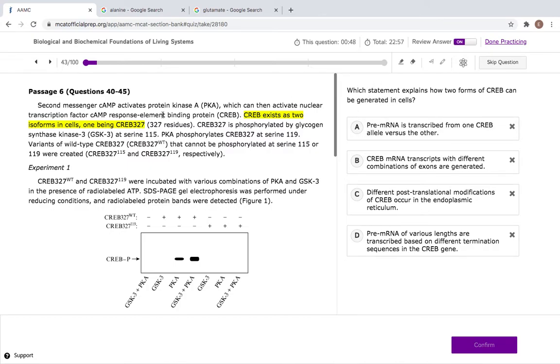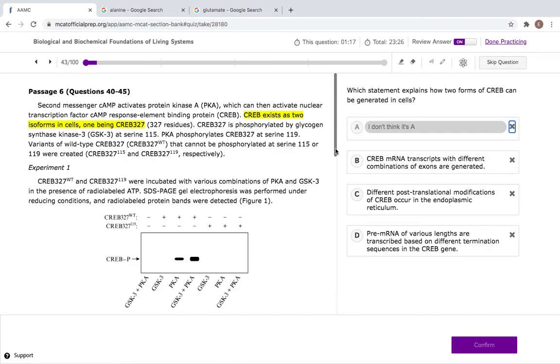CREB is a protein. CREB is a binding protein. They tell me that. So how can there be two different forms of a protein? Not by this. This is not it. So go away. CREB mRNA transcripts with different combinations of exons are generated. That makes sense. You could have different exons.